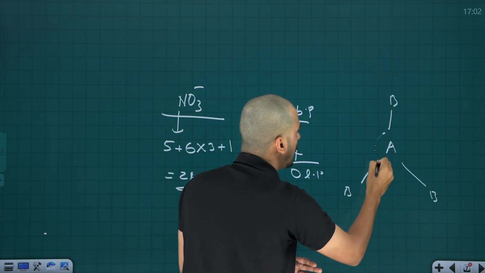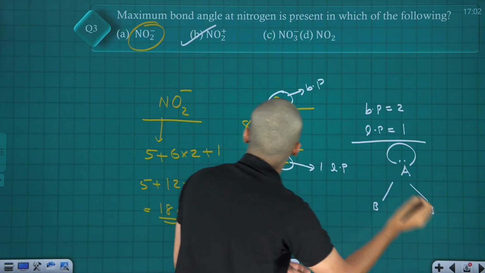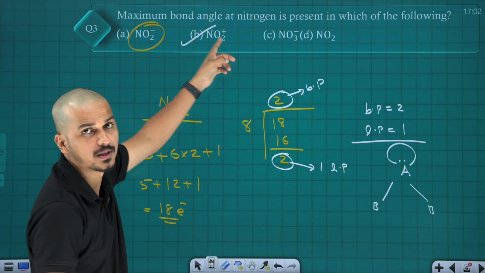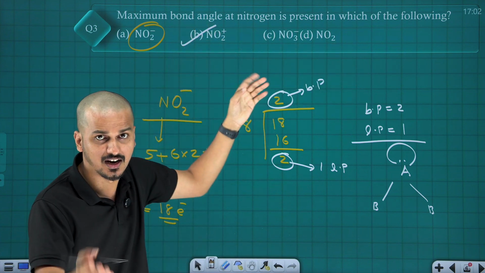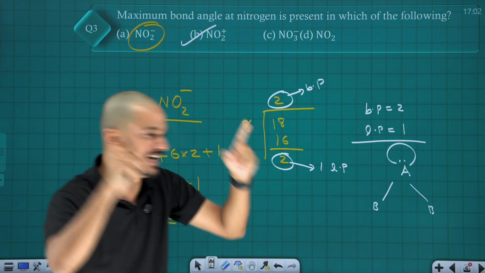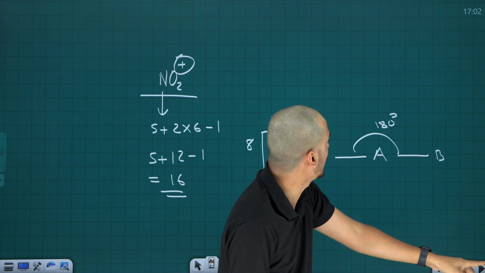AB3 type. Here the bond angle is 120 degrees. So our answer is what? NO2+, that is 180 degrees, because they are asking which of the following has the maximum bond angle. Idea clear, guys? Ready? Yes, we got it. Okay, next question.